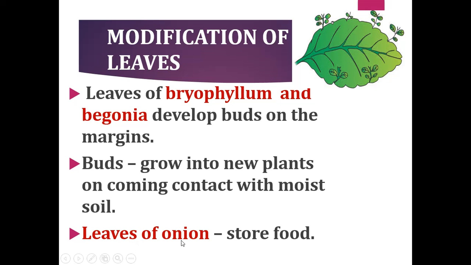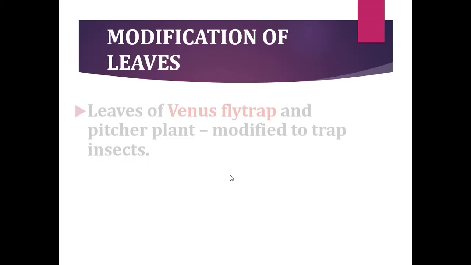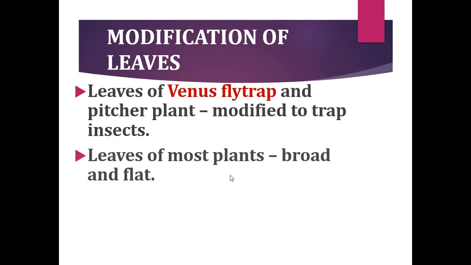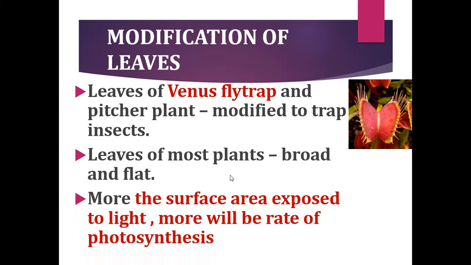Then leaves of onion can store food. So next is leaves of Venus flytrap. Here you can see the picture of Venus flytrap. Plants like Venus flytrap and pitcher plant are modified to trap insects. So this is the leaf of the Venus flytrap plant, which is modified to trap insects.